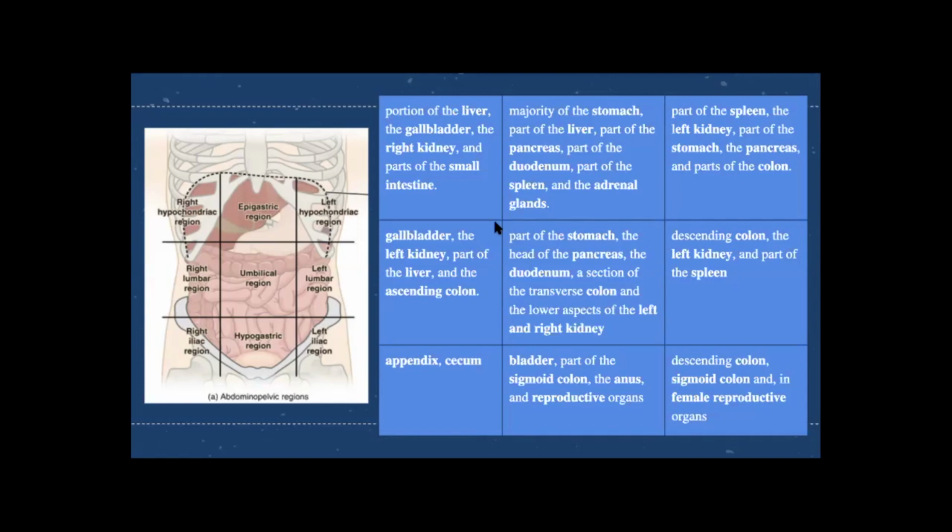In the first box, the right hypochondriac region contains a portion of the liver, the gallbladder, the right kidney, and parts of the small intestines. In the left hypochondriac region, skipping the epigastric region, we have part of the spleen, the left kidney, part of the stomach, the pancreas, and parts of the colon. Can you guys just type in the chat if you know what areas I'm talking about?